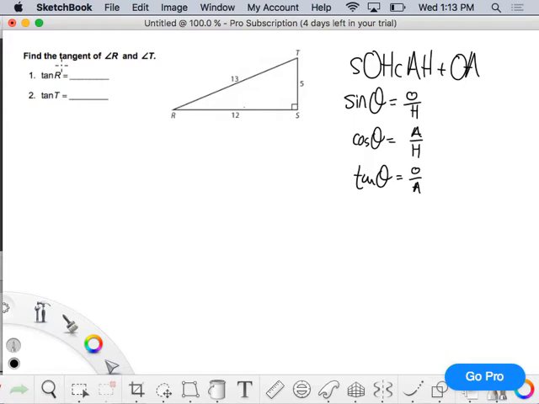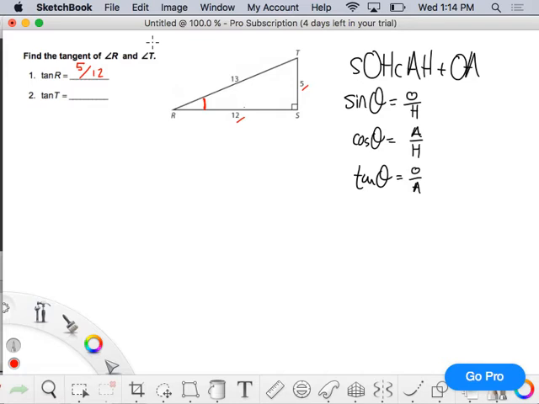So in this case, the first question is the tangent of r. If r is the angle, then which is the opposite side? 5. 5 is the length of the opposite side, and it's over adjacent. And which is the adjacent? 12. So the tangent of r is 5 over 12. Simple as that. You don't need to do anything more and nothing less.